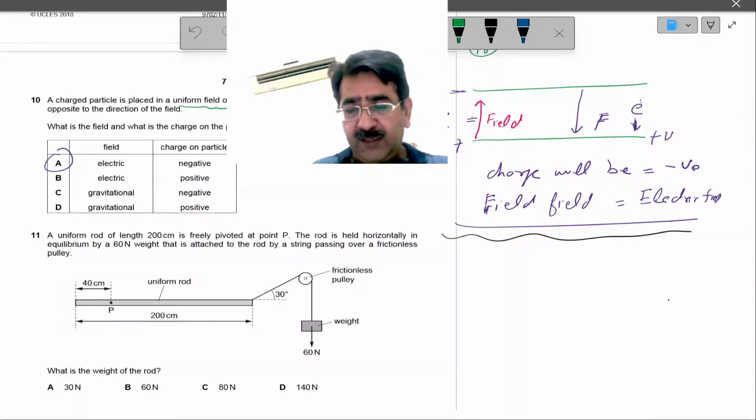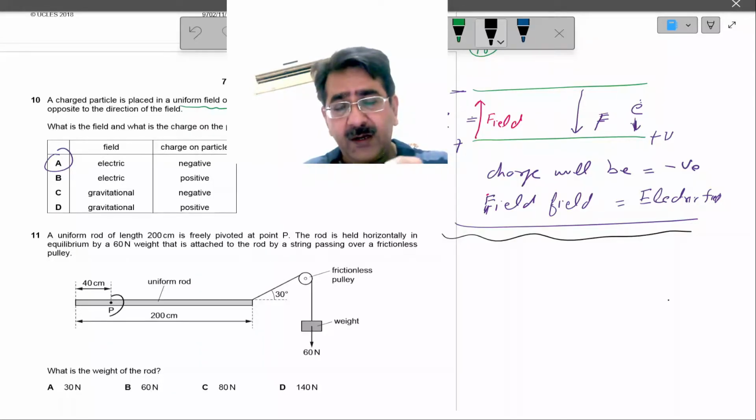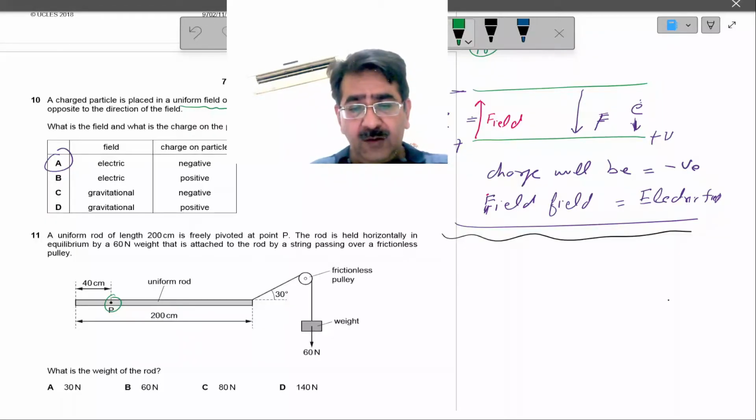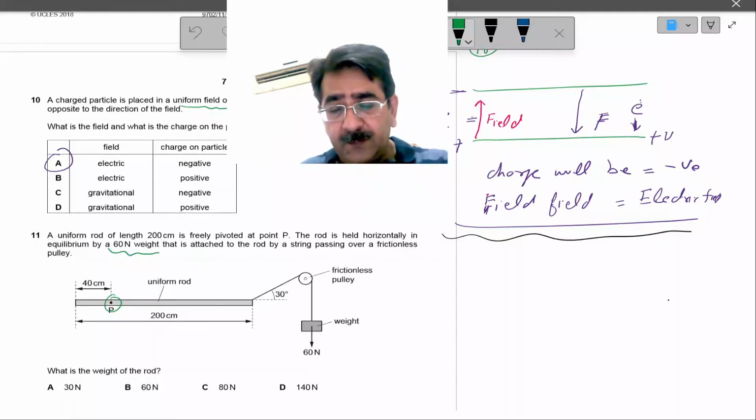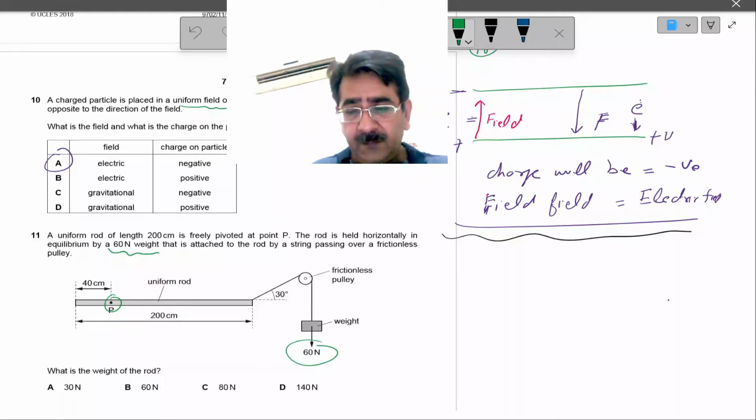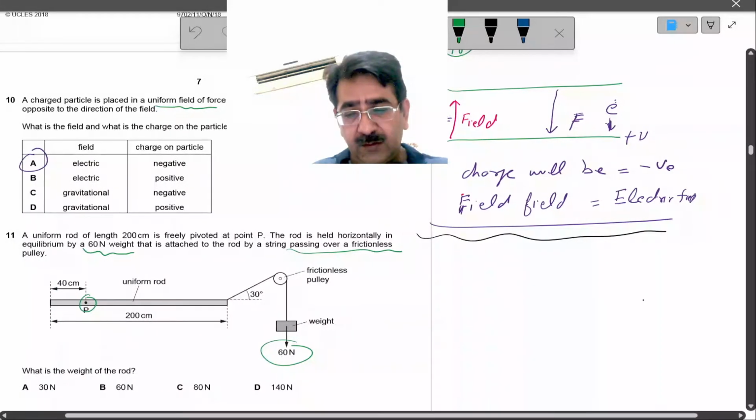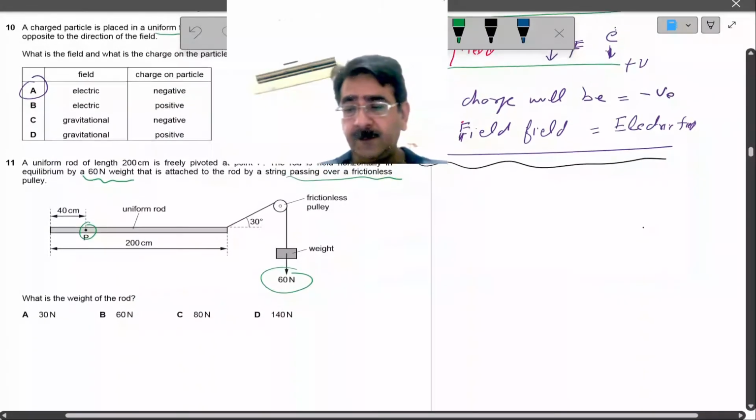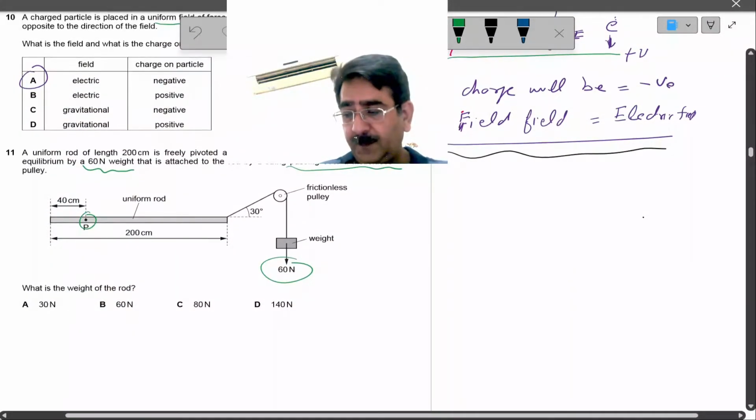A uniform rod of length 200 centimeter is freely pivoted at the point P. The rod is held horizontally in equilibrium by a 60 Newton weight attached to the rod by a string passing over a frictionless pulley. What is the weight of the rod?